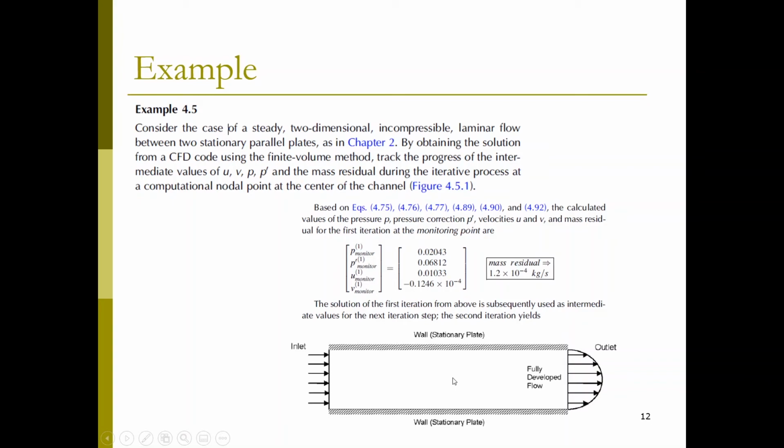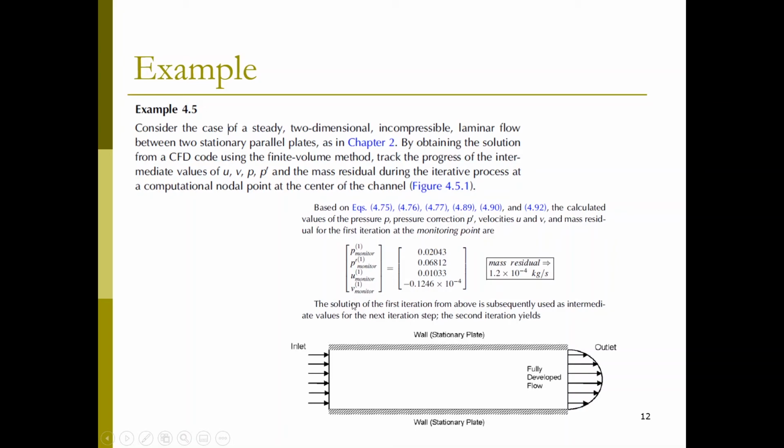By using step 1 until step 3, because this is only a two-dimensional incompressible laminar flow, there is no temperature and it's not turbulent, so there are no additional governing equations other than the Navier-Stokes equations, which are the momentum equations and the continuity equation. So we go only until step 3, and this is for the first iteration.